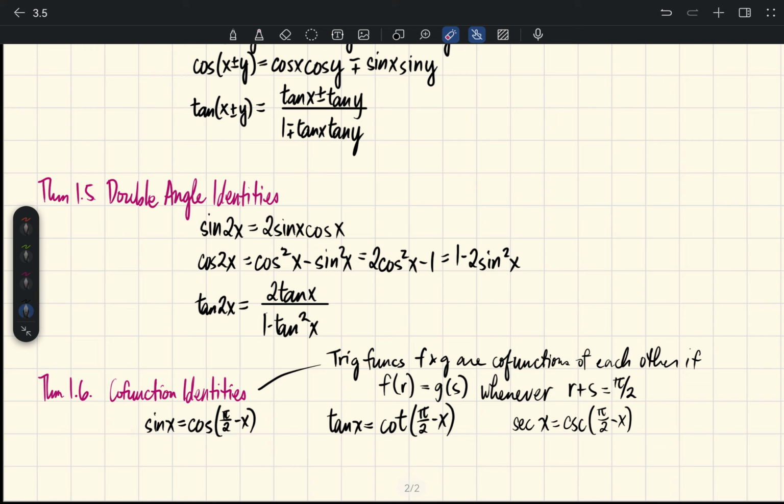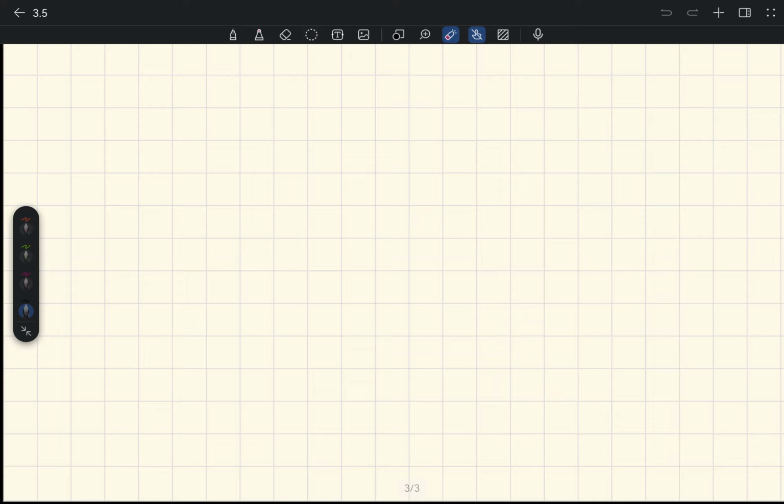Second one is tangent and cotangent. So these two are cofunctions of each other. And lastly, you have secant and cosecant. So basically, you just think of them as yung magka-partner. So ang magka-partner ay si sine and cosine, tangent and cotangent, tapos secant and cosecant. Okay? So let's proceed to our examples.